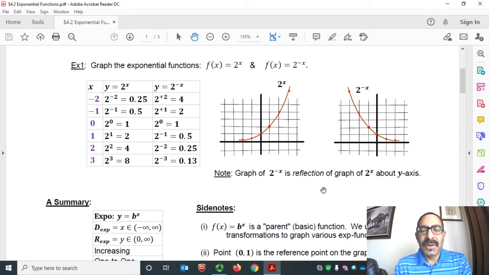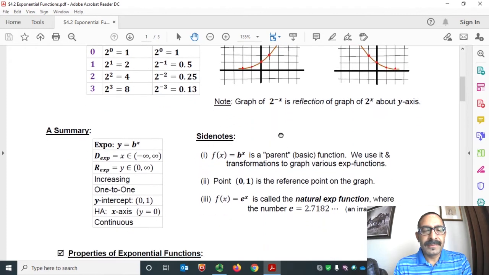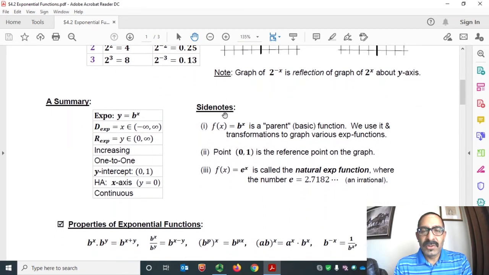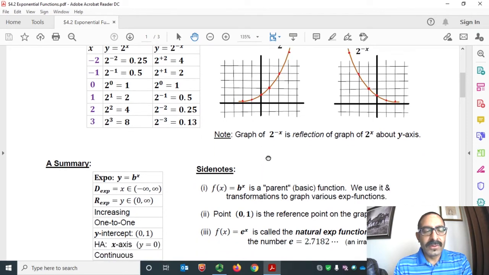Awesome. So I hope this graph makes sense to you all, and this idea of graphing exponential functions makes sense to you all. Now let's move on. Now a quick summary here, as well as the side notes. First, summary. For the exponential functions, our domain is all real numbers. This is defined on all real numbers, and the range is 0 to infinity. That means the x-axis is a horizontal asymptote for exponential functions.